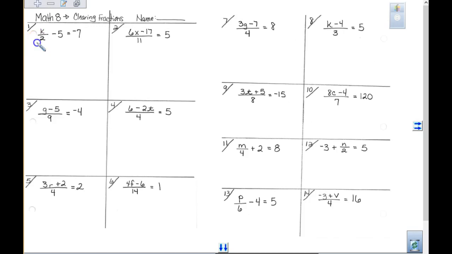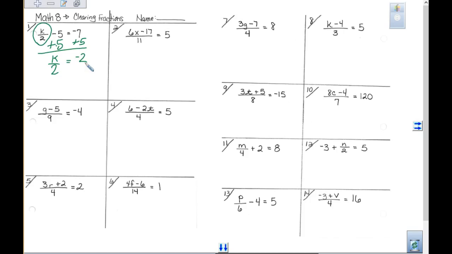So what we're going to start with on this problem is we need to get this k divided by 2 by itself. So James, how do I do it? No, not yet. I need to get that to be the only thing on that side of the equal sign. I do not want a minus 5. That's where these are tricky, because we've been doing the ones where we clear the fraction. We want to add 5 first. So please add 5 to both sides of your equal sign. We end up with k divided by 2 equals what? Equals -2.